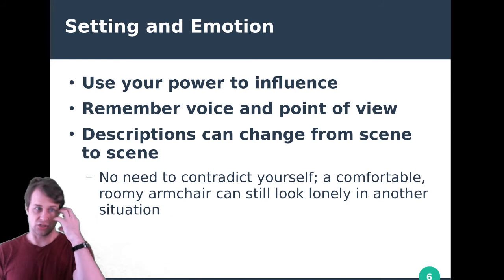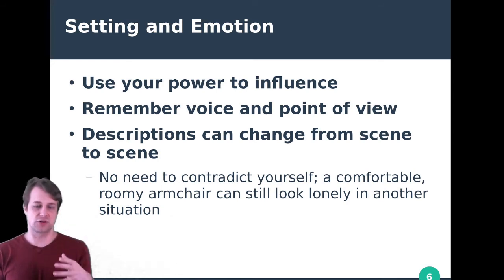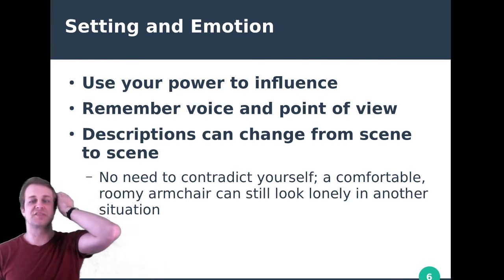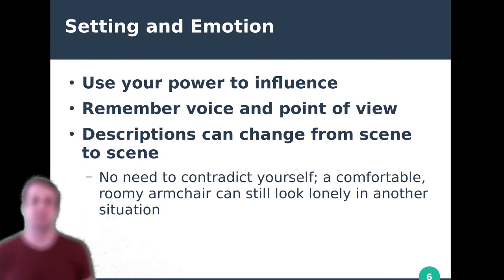But if we're getting a close third perspective or a first person point of view, then we have to be in that character's voice, in their point of view. How do they see things? So Mrs. Mallard, in that part of the story, we are close third on Mrs. Mallard, and she sees these things that way. And those things are communicated to us in her voice. And also, it's important to note that your descriptions of these things can change from scene to scene. Just because an armchair is comfortable and roomy in one situation doesn't mean it isn't lonely in another situation, depending on what has changed or who is looking at it.